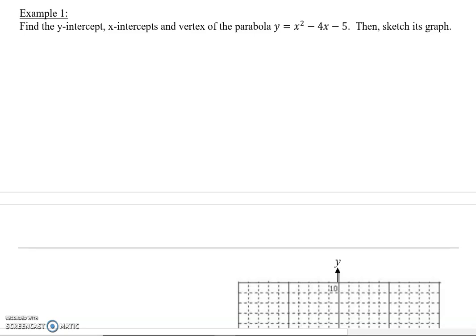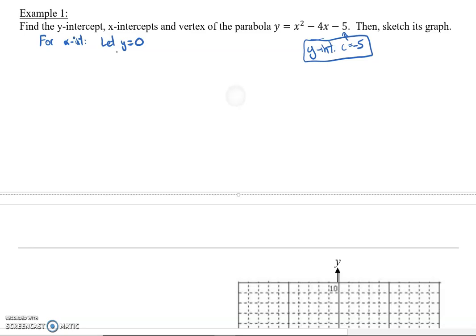Here's our first example. It says find the y-intercept, x-intercepts, and vertex of this parabola. So the first thing I want to note is the y-intercept is this. C equals -5. That is the y-intercept. And so if we're given something in standard form, that's the first piece of information that we want. The next piece of information we want is the x-intercepts. And so for the x-intercepts, what we're going to do is let y be 0. It's important you state that just so that it's clear what you're doing here and what you're solving for. So let y be 0.